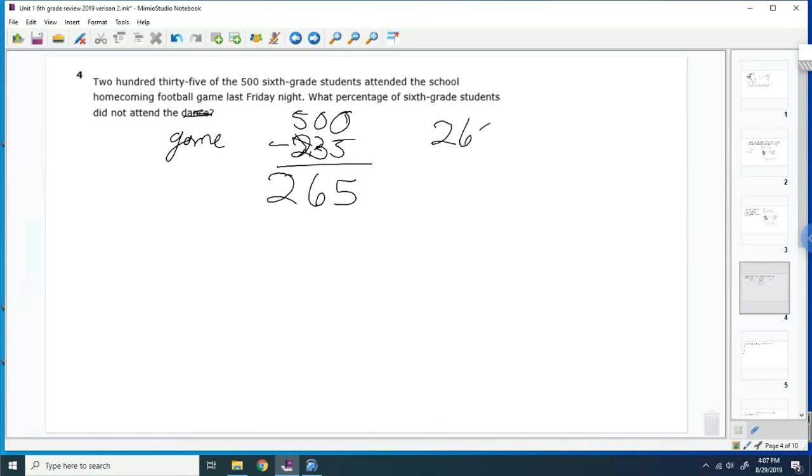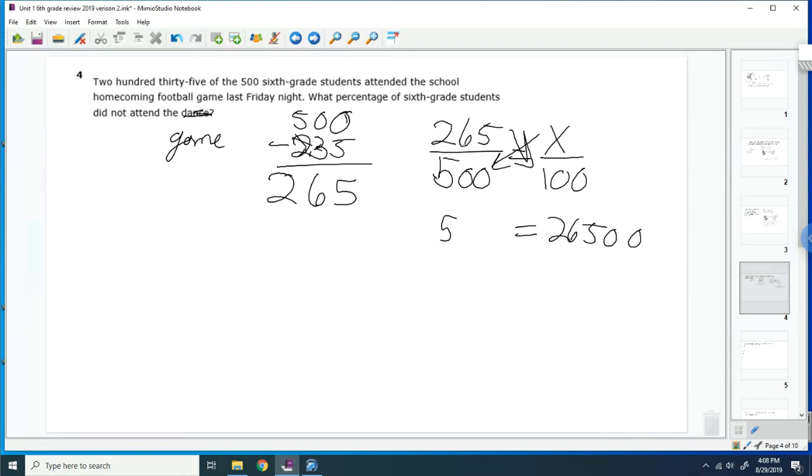So you're going to have 265 as your part, and your whole is 500. And you're going to set it equal to x over 100. So you're going to cross multiply. 265 times 100 is just 265 with 2 zeros behind it, so 26,500. And x times 500 is just 500x. So you're going to divide by 500. This makes a nice big 1. Divide by 500, so you're going to divide 5 into 265.